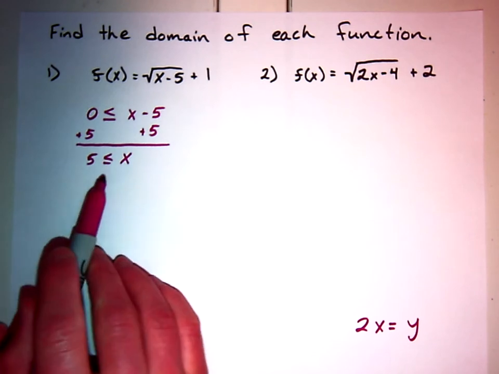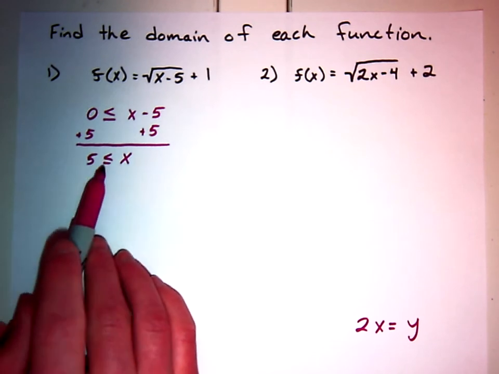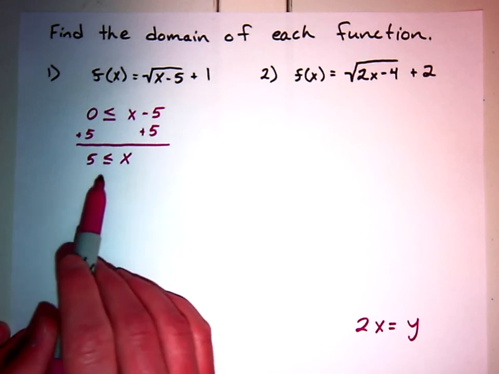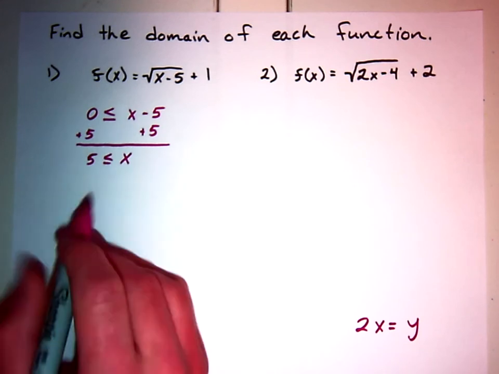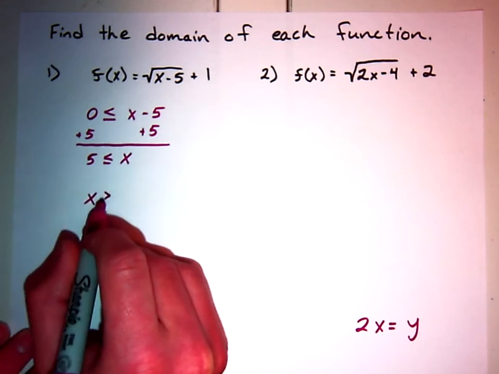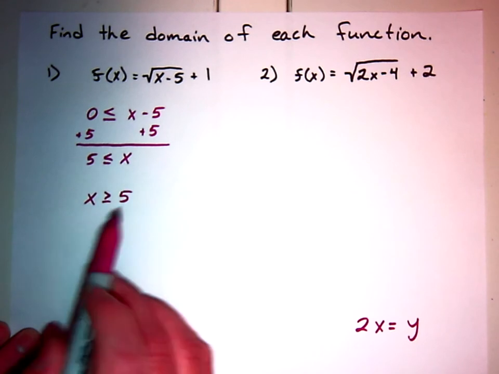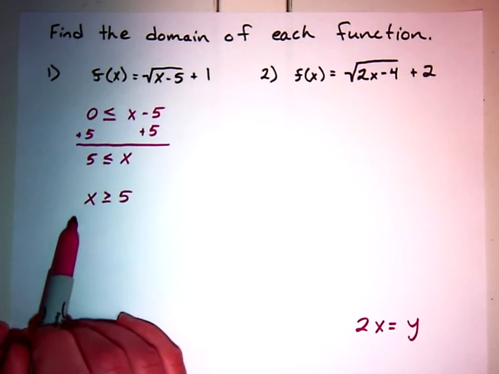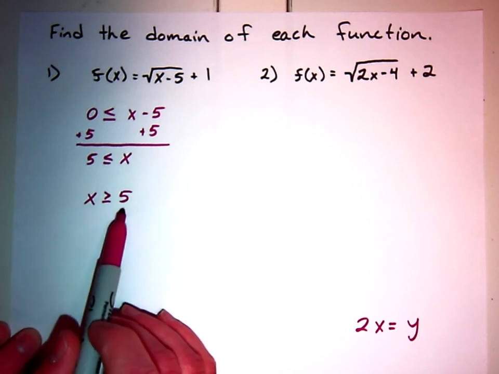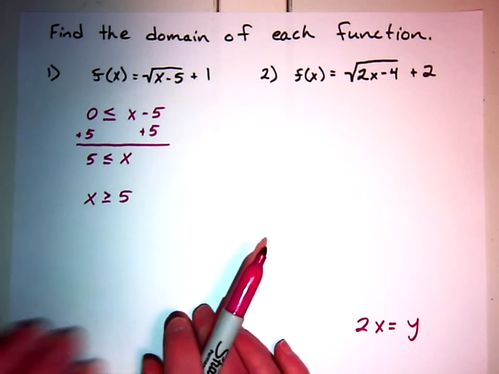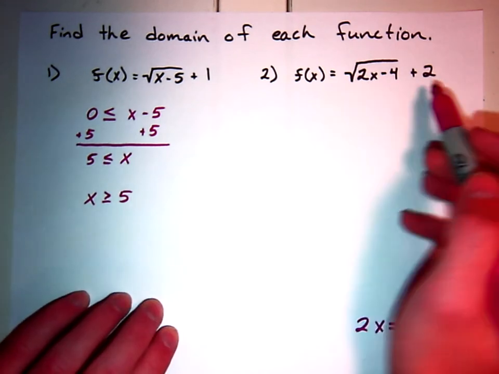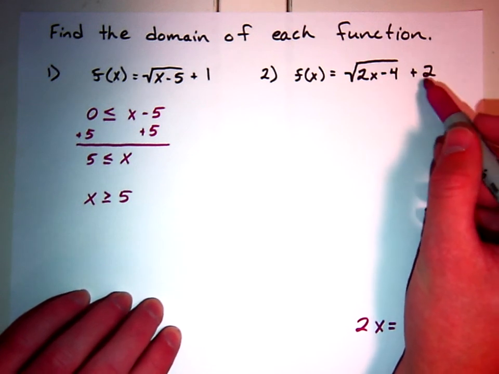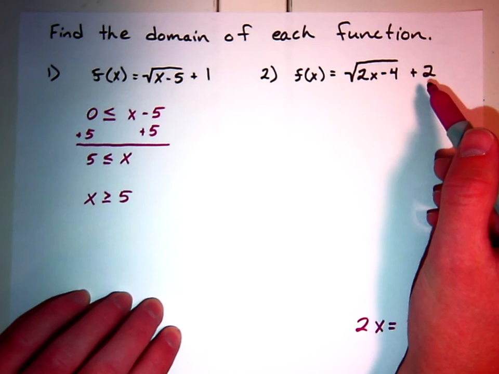So the domain would equal, in this case, 5 is less than or equal to x, or x is greater than or equal to 5. Remember, you could flip it, it could be written this way, but that's our answer, that's our domain. The value x can be any number that is greater than or equal to 5. Over here, again, it's the same thing. This 2 doesn't really matter.